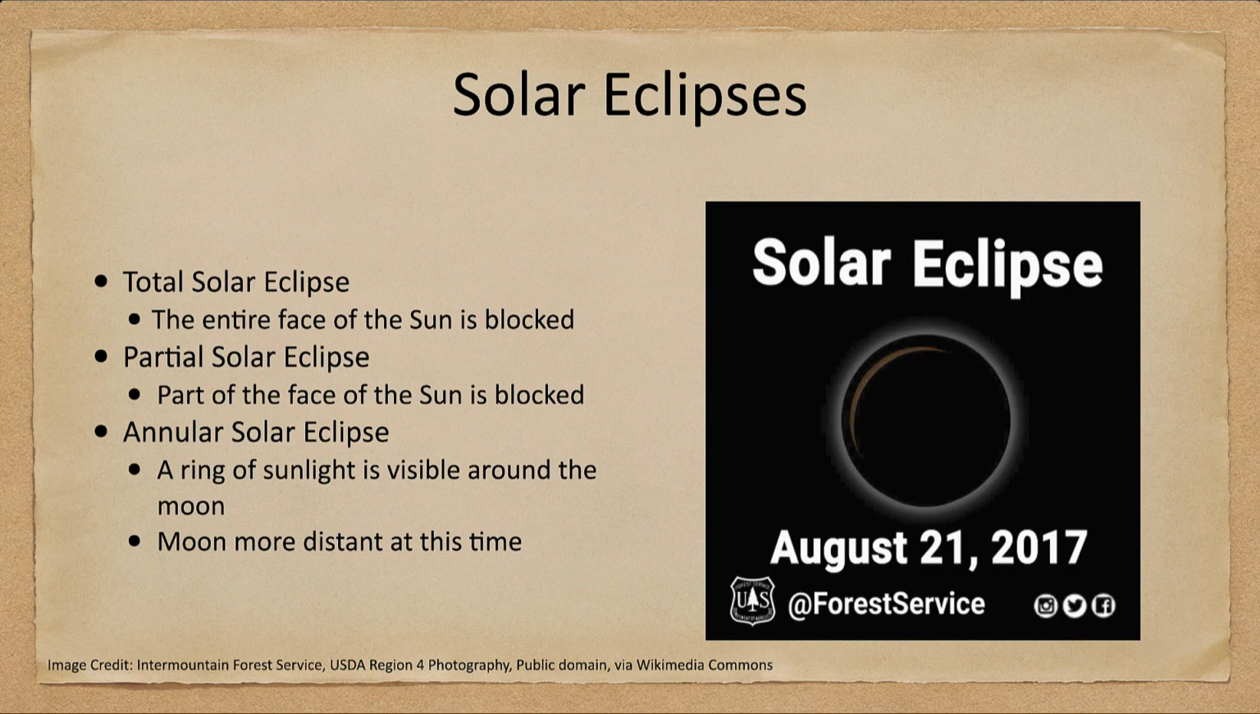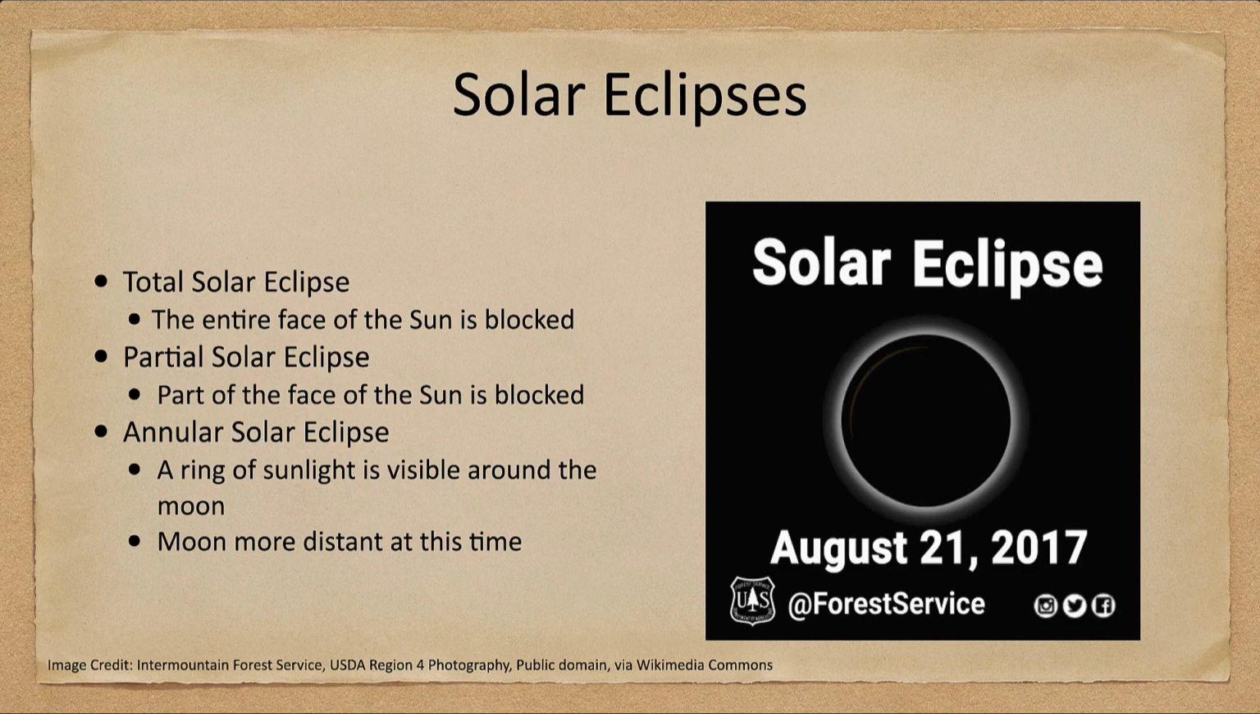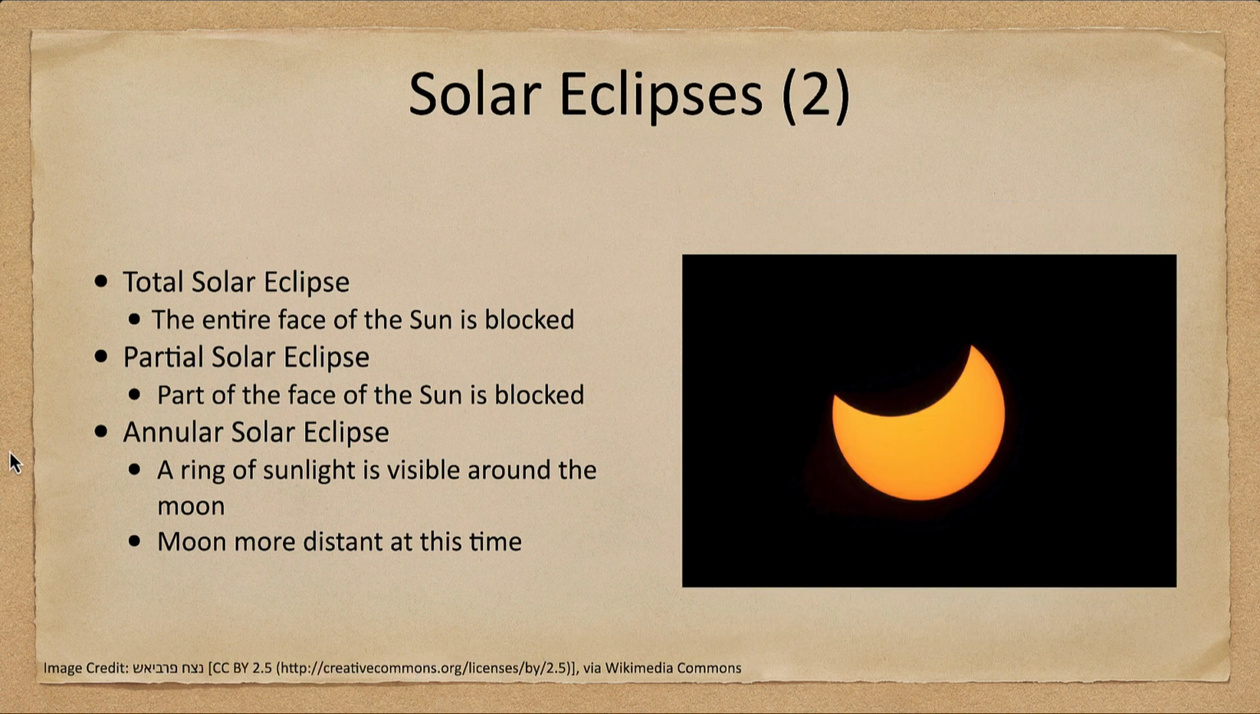Now, depending on where you were, you may have been able to see this eclipse more or less, depending on what part of the country you were in. It was only a narrow band that was able to see the total eclipse. You've got to be positioned just right. If not, most of the United States saw a partial eclipse, which would be something like this. Only part of the sun's face is blocked.